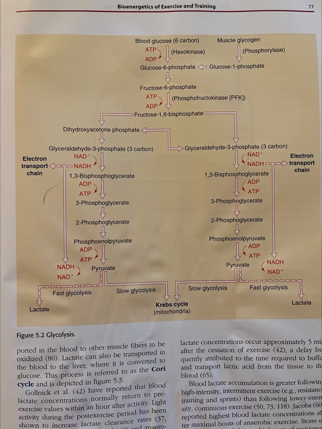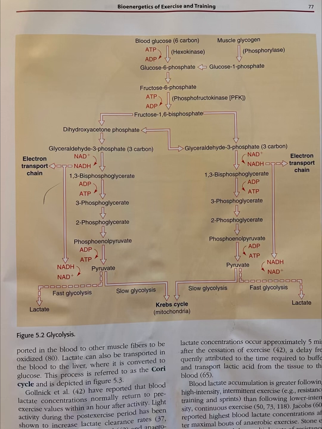This is the rate-limiting step enzyme for fast glycolysis. Its ability to perform is reduced when pH drops in the presence of lactic acid. So this is what happens when you feel the burn and you can't lift anymore, you can't run anymore, you can't do anything. This is what is being hindered first.